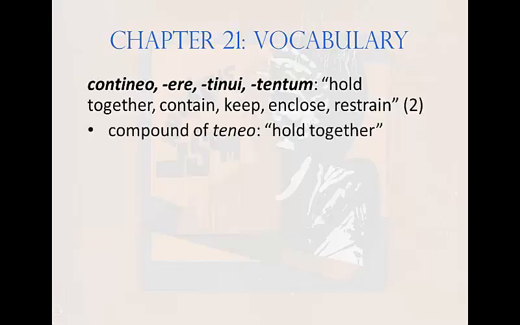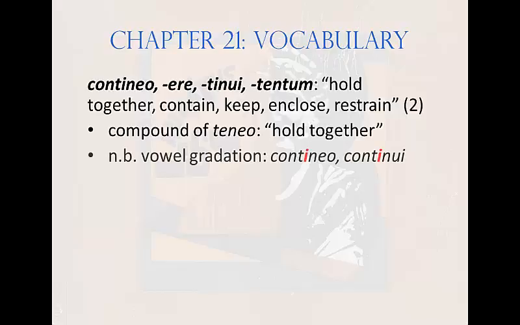This is a compound of teneo, so it means literally hold together. Con is the form cum takes when it's used as a prefix on a verb. And another thing to note about this verb is that it vowel gradates. So, for instance, when the prefix con is added, teneo becomes tineo and tinui.